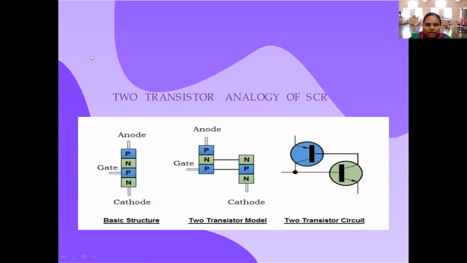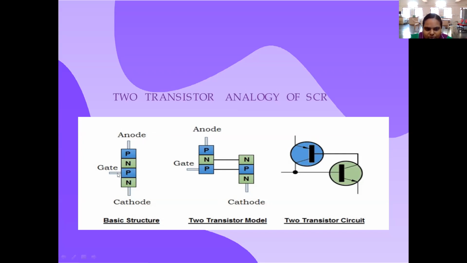How does it work? Just observe here. This is your PN junction, the basic structure. But when I split this structure, observe here: PNP and NPN transistors. We learned how a PNP and NPN transistor work. These two transistors combined are taken as an SCR, that is the PN junction.